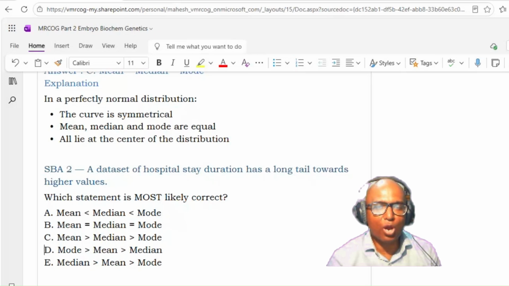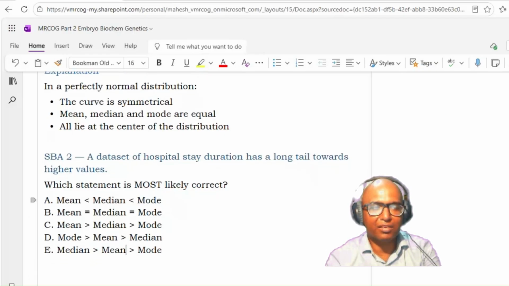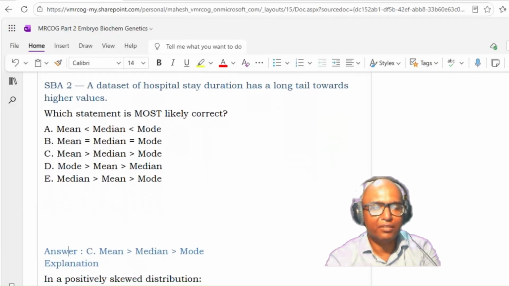State duration has a long tail towards the higher values. Now this is the graph. Higher values will be towards here, no? So it will be right skewed, no? So you will have the mean more than the median, more than the mode. Okay, so C.